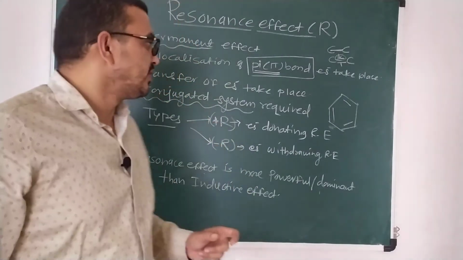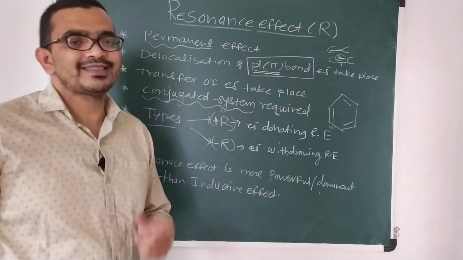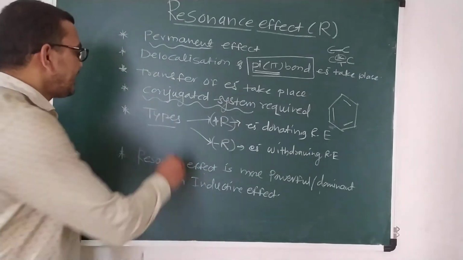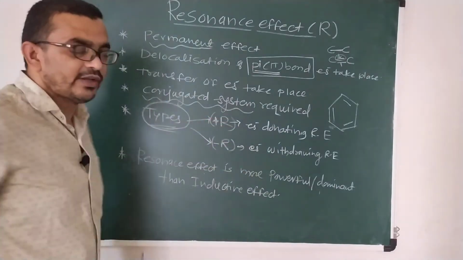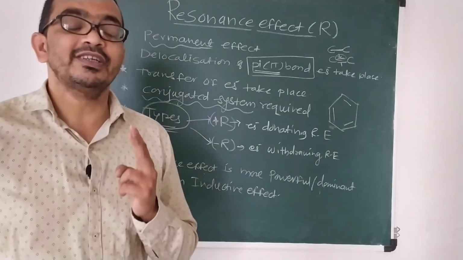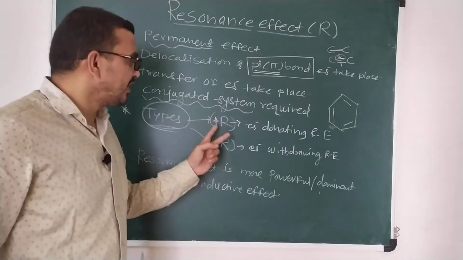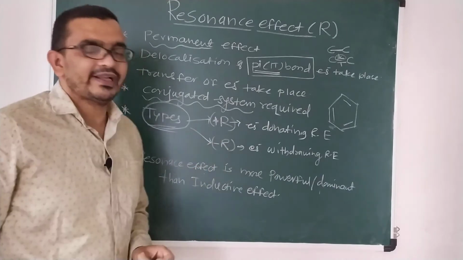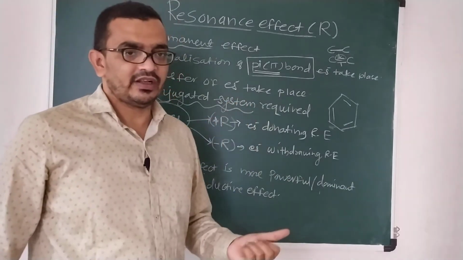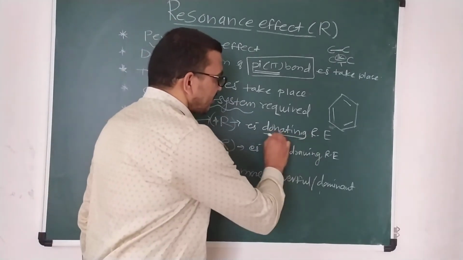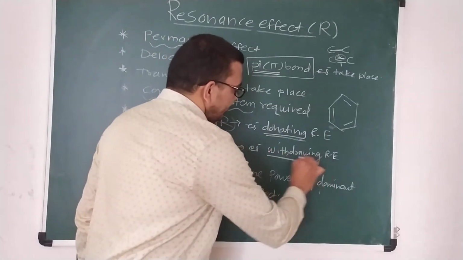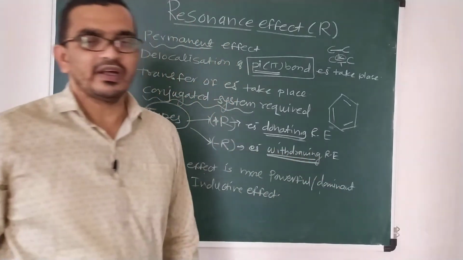Okay, so conjugated systems is required for this particular effect. This is again very important. Next one is the types. So students, there are two types of the resonance effect. How many types? Two types. Like in inductive effect we have studied two types. So here also, in a similar way, there is a plus R effect and a minus R effect. Plus R means what? Electron donating. Again, plus R means, keep in your mind, electron donating resonating effect, and minus R means electron withdrawing resonance effect.